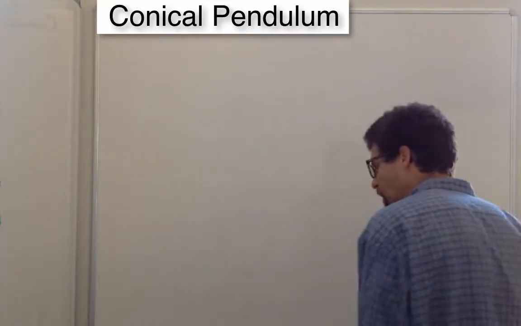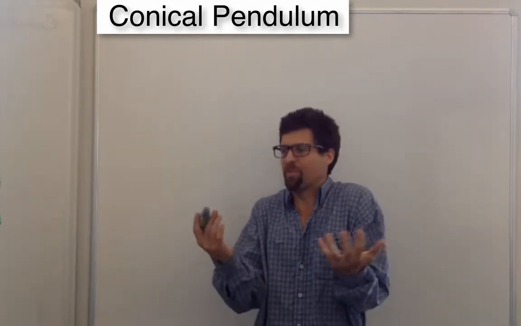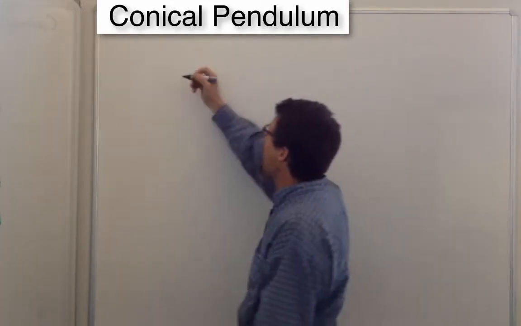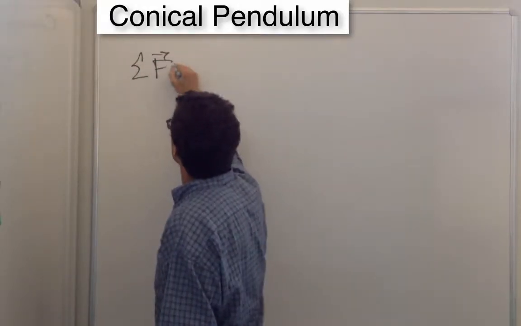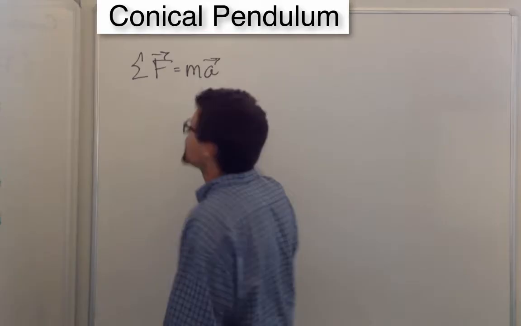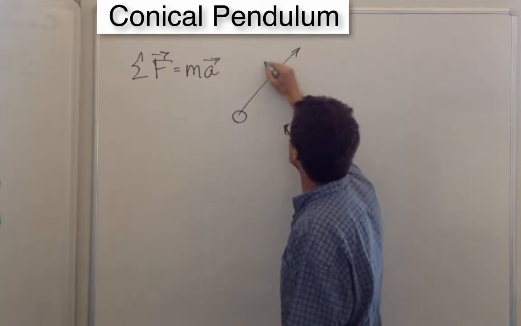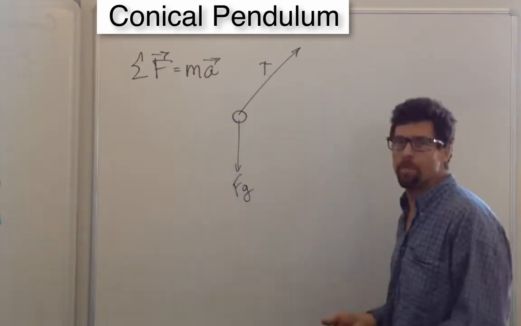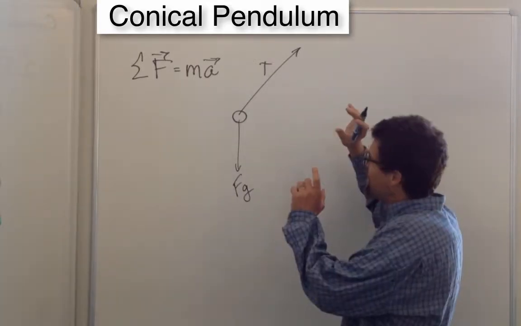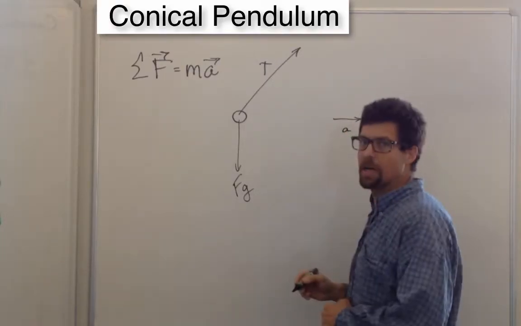What is it? Is it hard? Well, we recognize it's a dynamics problem. I know I'm going to have to say the vector sum of the forces is equal to mass times acceleration. Well, what are the forces? I have a mass. I have some tension in a string. And I have some gravity pulling on it. Those are the only two forces. And then I have acceleration. I can say, look, the acceleration must be in this direction.